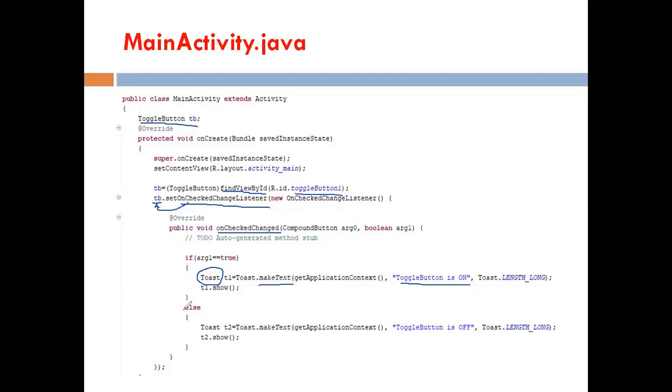If it returns false, then the else portion. So here also we are creating a toast with the message toggle button is in off condition. So Toast T2 is equal to Toast.makeText, context object, message, and duration. And lastly, for showing a toast, we are using show method, T2.show. So this is the coding for MainActivity.java file. Now we will see it practically.